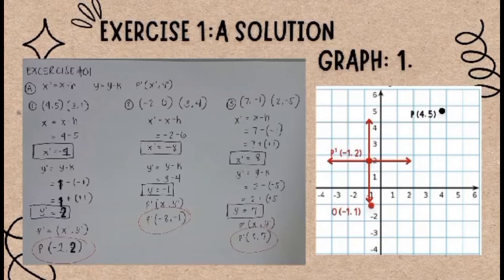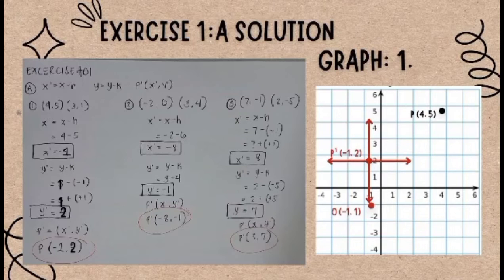So, as you can see in the picture, I just substituted all the values, wherein our x and h are 4 and 5. So, 4 minus 5 equals negative 1. So, our x1 equals negative 1. I did the same for y. Y1 equals y minus k, which became 1 minus negative 1. It became positive because both signs are negative, so our y1 became 2.